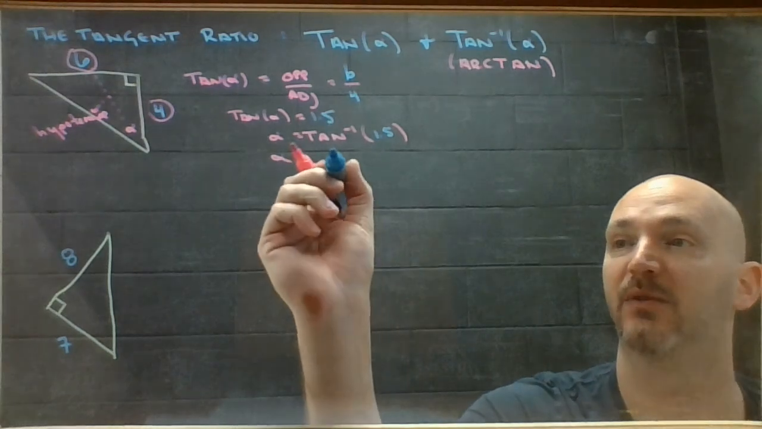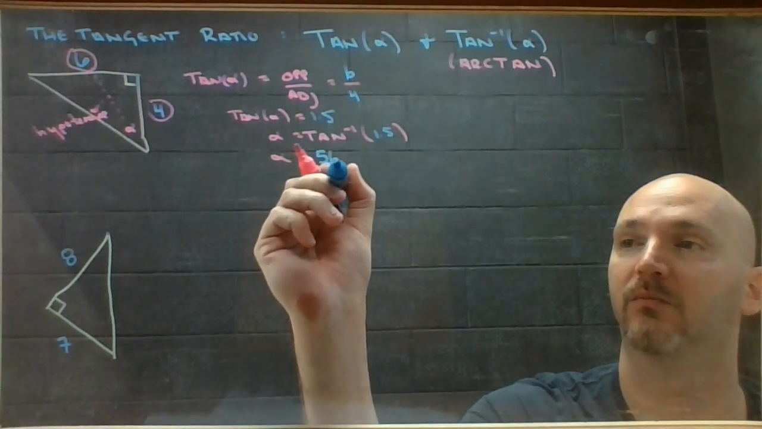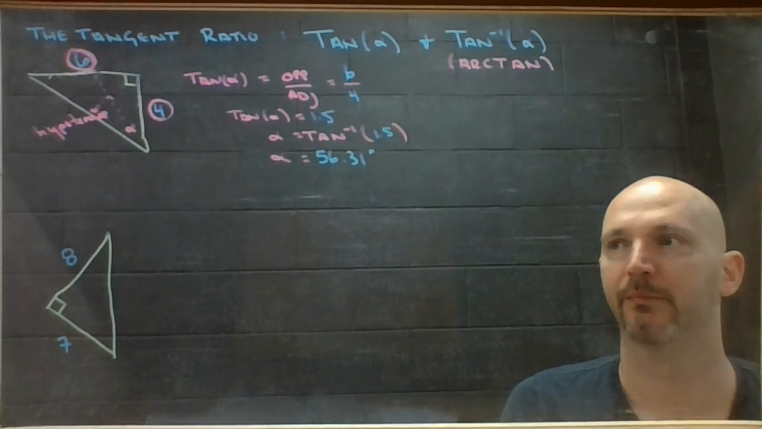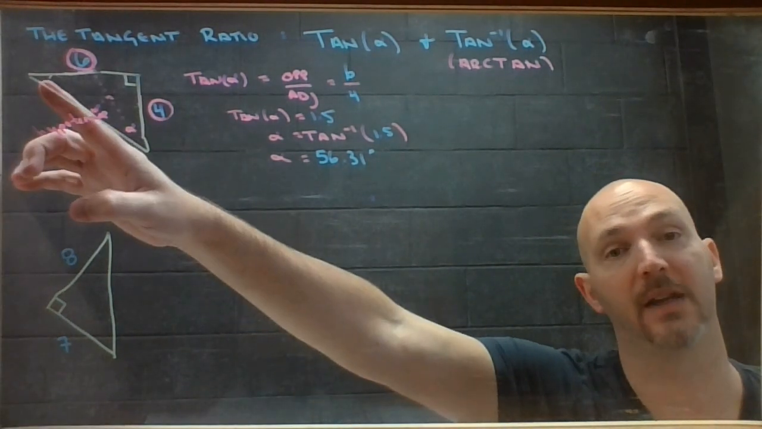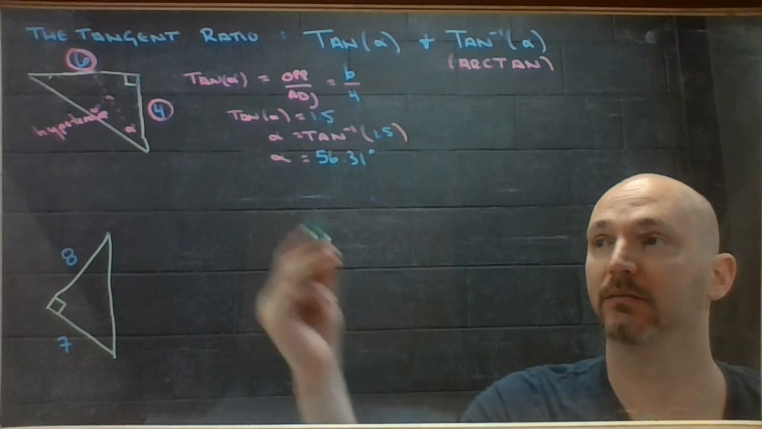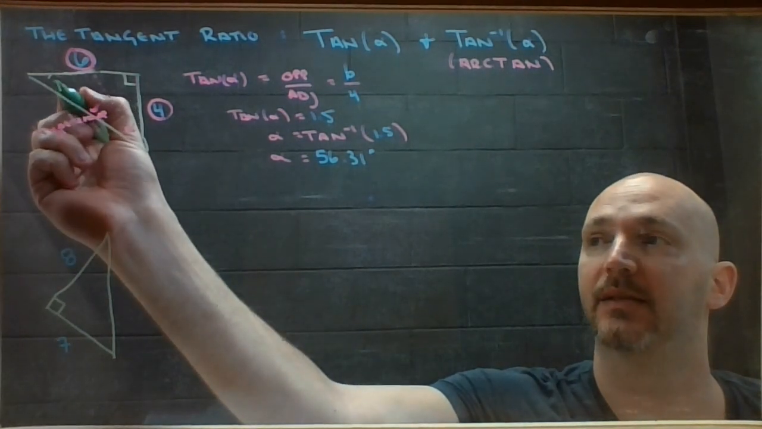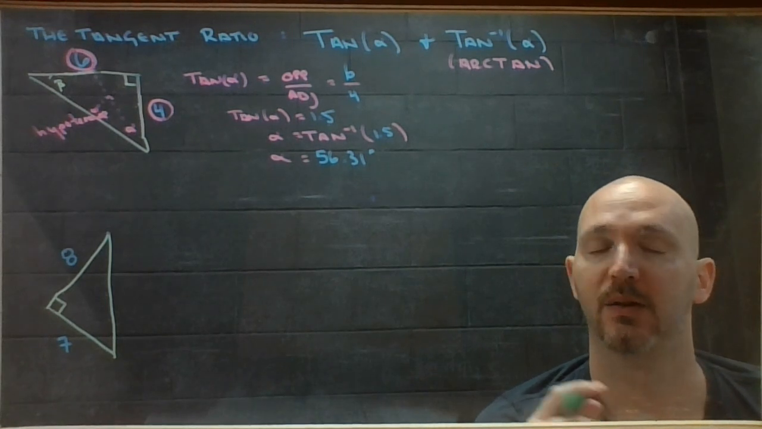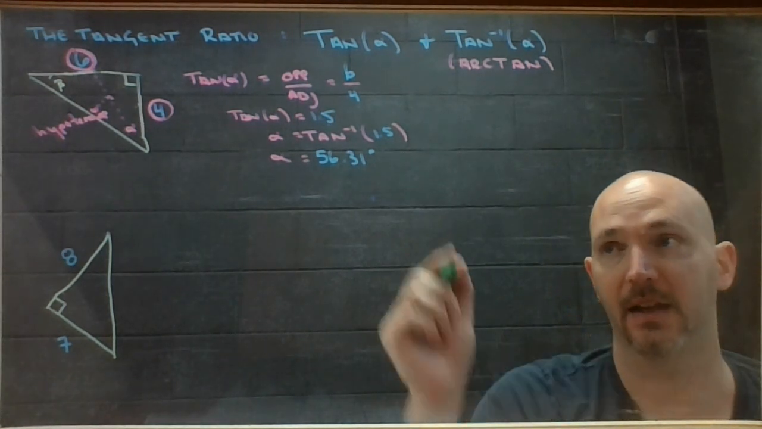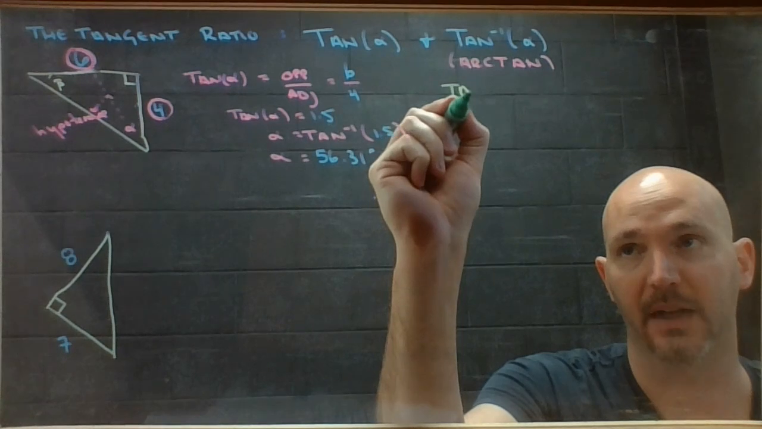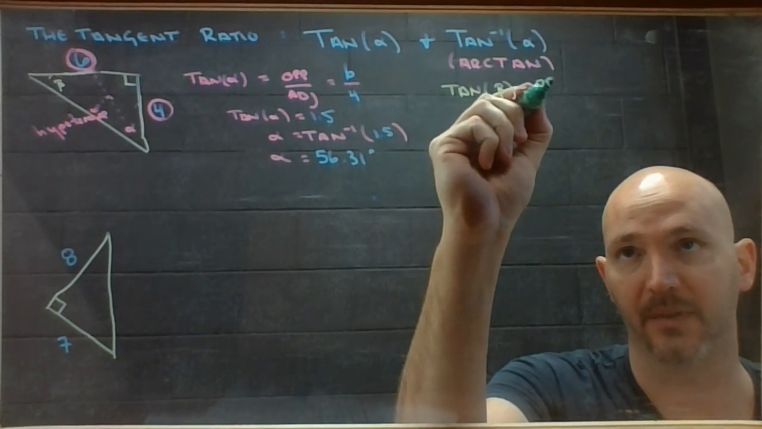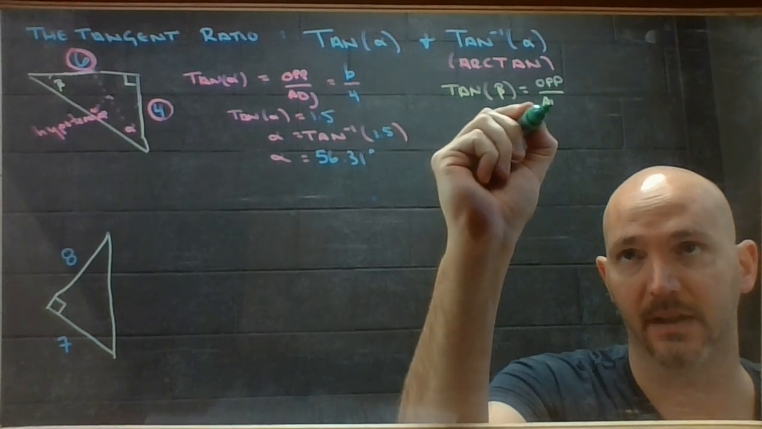56.31 degrees if you round. Now you'll notice that this triangle has another angle up there, which I'm just going to label as beta. If I'm going to try and find the size of that angle, I need to start by writing my tan ratio. Tan of beta would be the opposite side over the adjacent side.